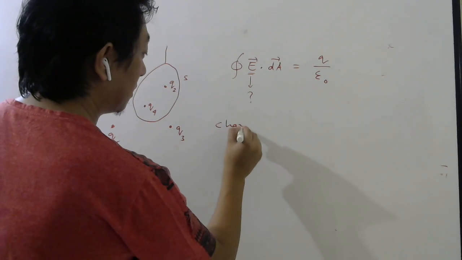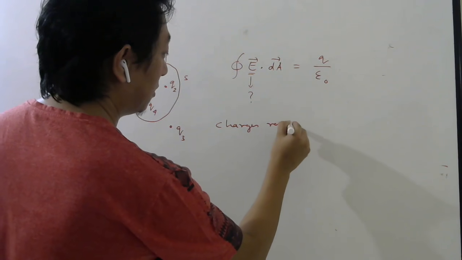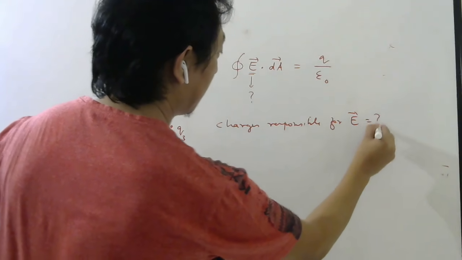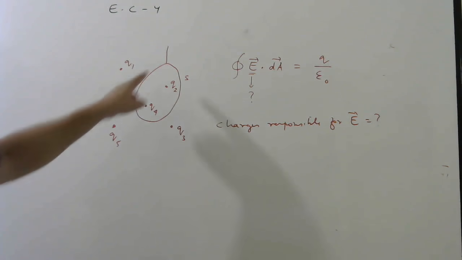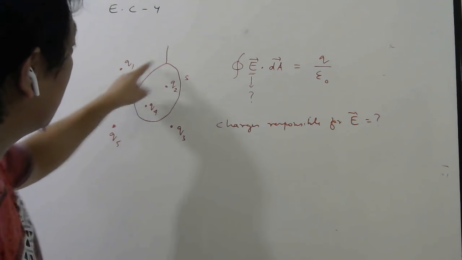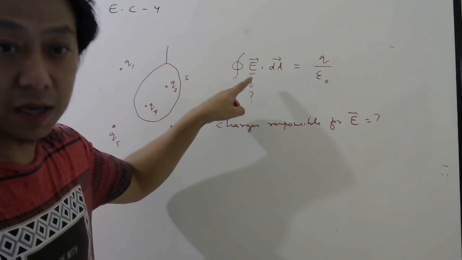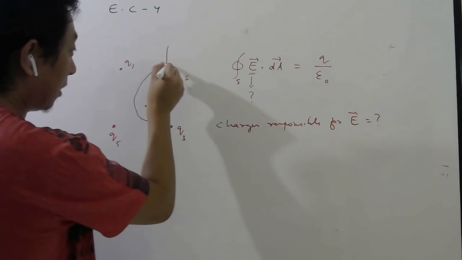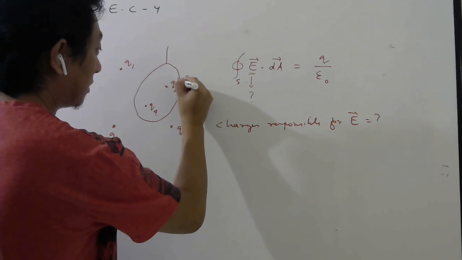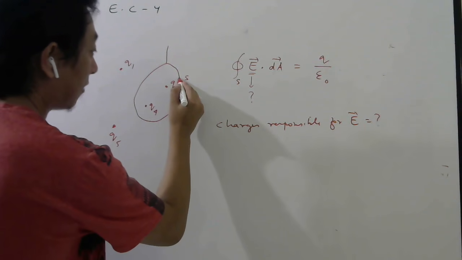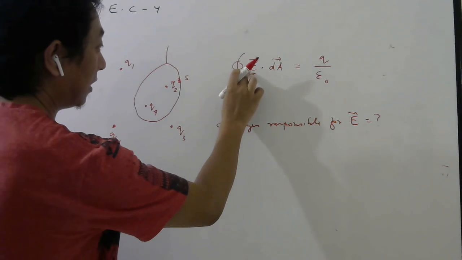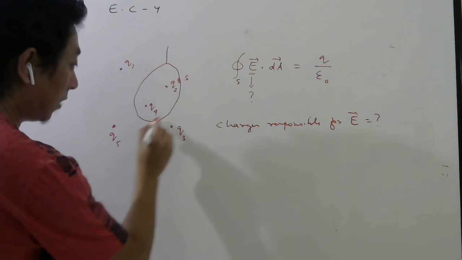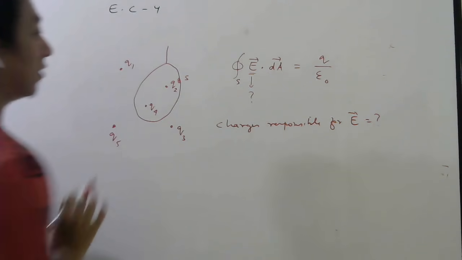So charges responsible for E. This they are asking out of these 5 charges, because there will be electric field on this surface. No, I hope all of you remember this E means electric field and this means flux through this surface. So to calculate flux through this surface, what we have to do? Divide this surface into small parts. Then find flux through one part. That means E represents electric field here. Then you have to go here. Then you have to go here. That way you have to integrate to find the total flux.